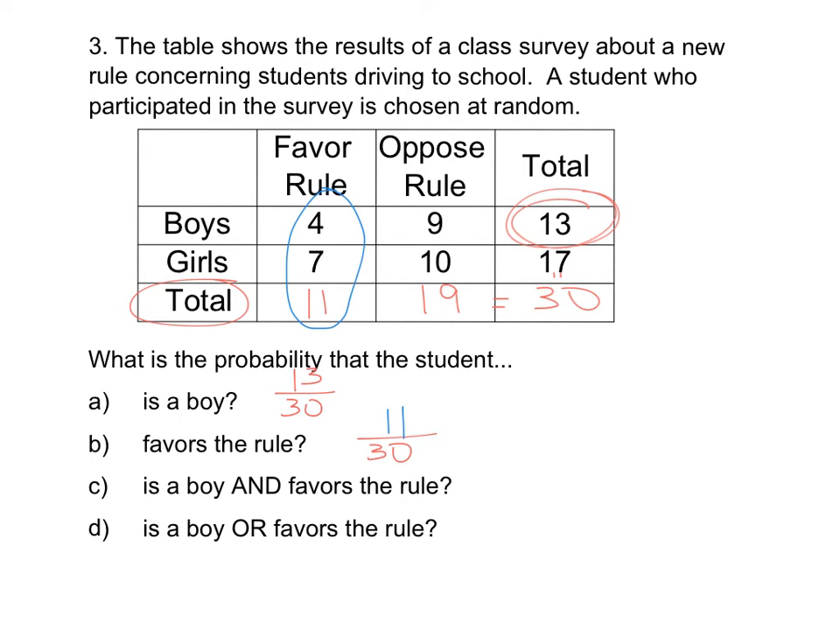All right, getting a little more tricky. The boy is a boy and favors the rule. So both of those have to be true. So I need a boy. I'm going to highlight. So a boy and favors the rule. Where's that overlap? That overlap is 4. So 4 out of 30. That one I can simplify to 2 over 15.